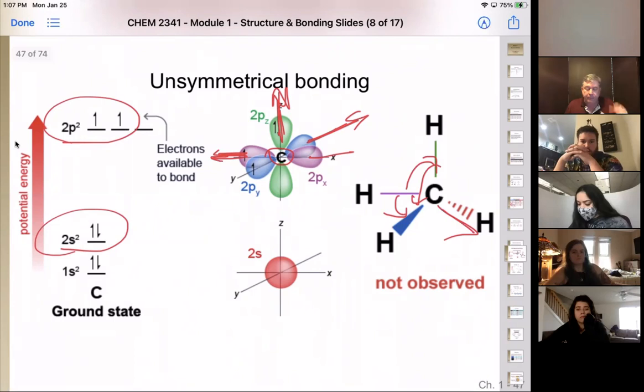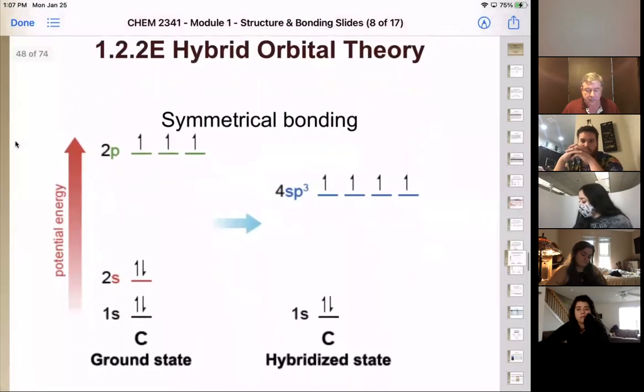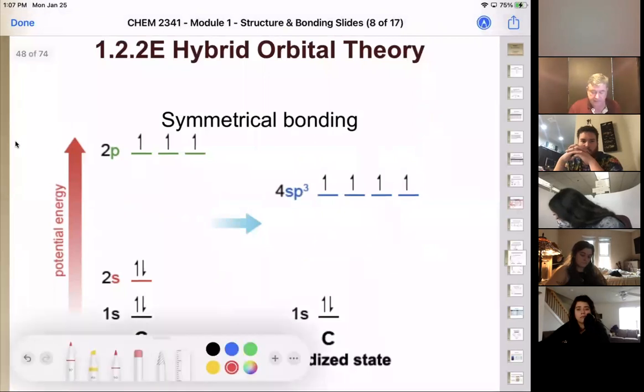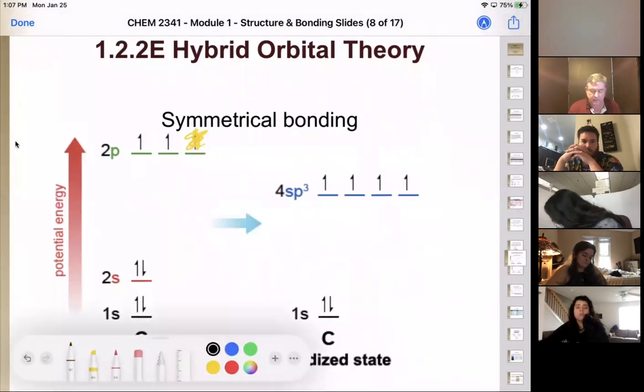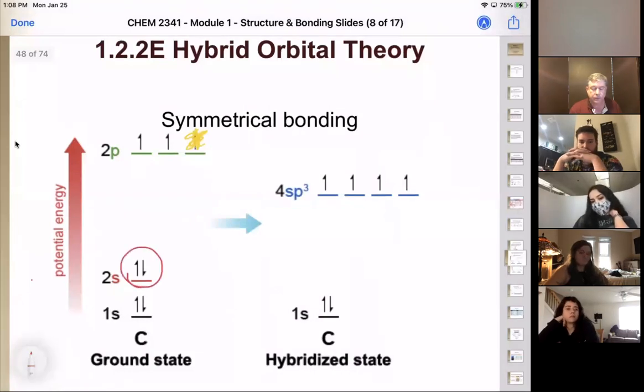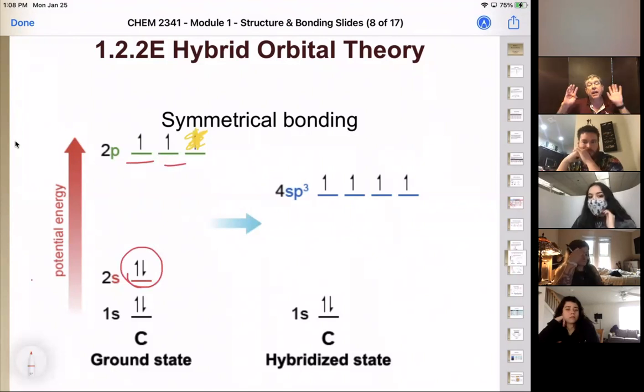So what's happening is we're gonna blend the 2 different types of energy level 2 orbitals together to make them more symmetrical. Okay, so when we started with our system, I gotta correct that slide. There is not a 3rd electron here. We have 4 valence electrons in our outer shell here. We have 1, 2, 3, 4. So we have 4 valence electrons in our ground state. And again, that would give us that unsymmetrical bonding that we do not see.